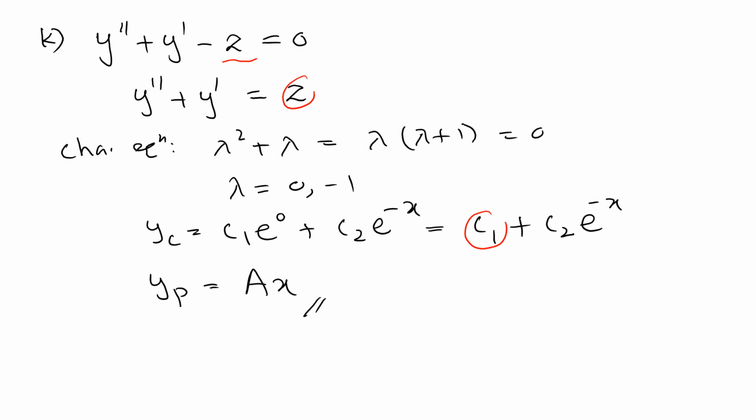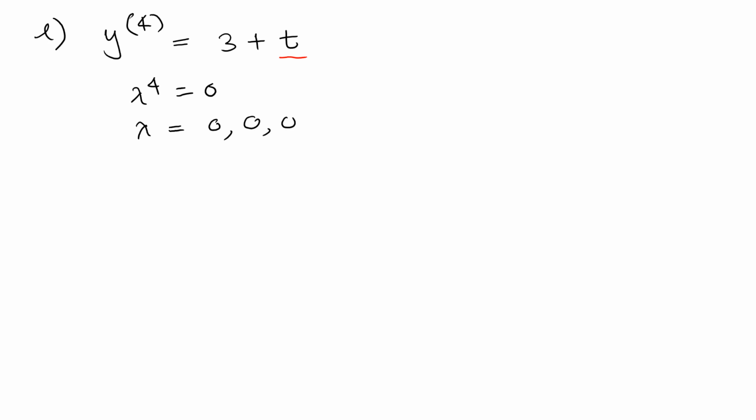Okay, so let's look at just one more problem. Let's say we have a higher order differential equation. We have y to the fourth derivative equals 3 plus t, where t is the independent variable. Again, you have the characteristic equation, which is lambda to the fourth equals 0. That means lambda is 0, repeated 4 times: 1, 2, 3, and 4.